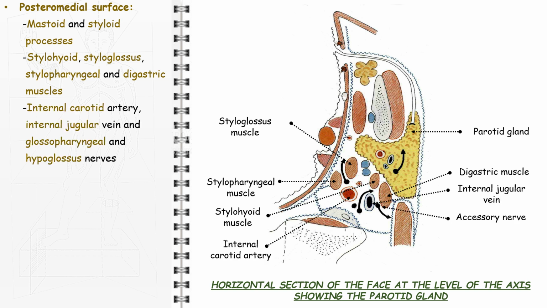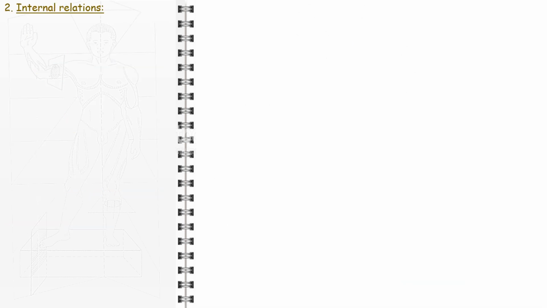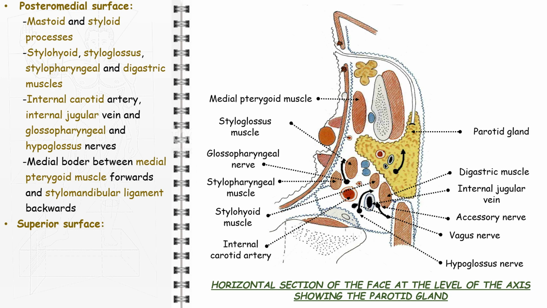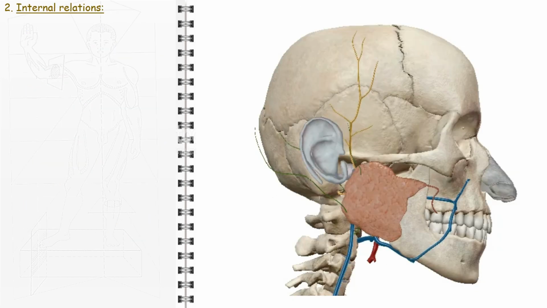The medial border of the parotid gland is prolonged towards the pharynx and stands between medial pterygoid muscle forwards and stylomandibular ligament backwards. Its superior surface, the base of the parotid gland, is encompassed by vessels and nerves and is in contact with the external acoustic meatus and temporomandibular joint medially. The fact that the parotid gland is crossed by vessels and nerves makes its dissection a harder surgical exercise.